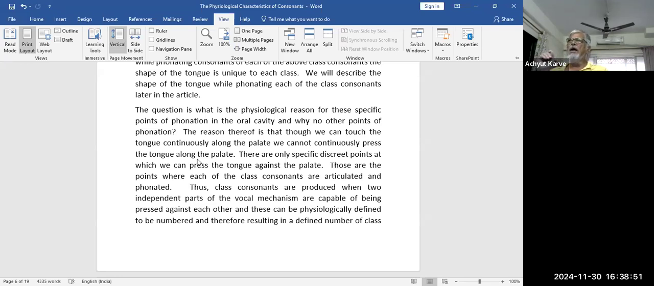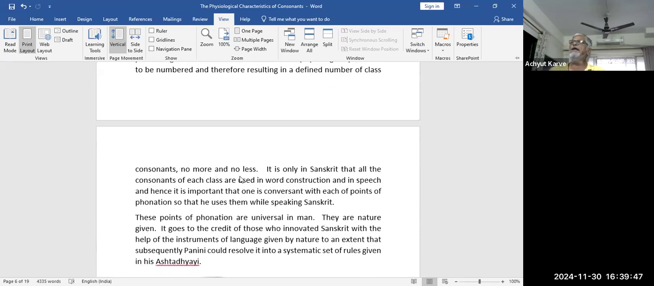The place where the consonants are phonated, at those points, the tongue can be pressed against the palate. For example, when we say ta, at the place of phonation of the ta, we can press the tongue to the palate. So, in this way also, we can define the points of phonation of each of the consonants. There are only specific discrete points at which we can press the tongue against the palate. Now that is defined by the muscles of the face. Thus, class consonants are produced when two independent parts of the vocal mechanism are capable of being pressed against each other, and this can be physiologically defined to be numbered, and therefore resulting in a defined number of class consonants, no more and no less.